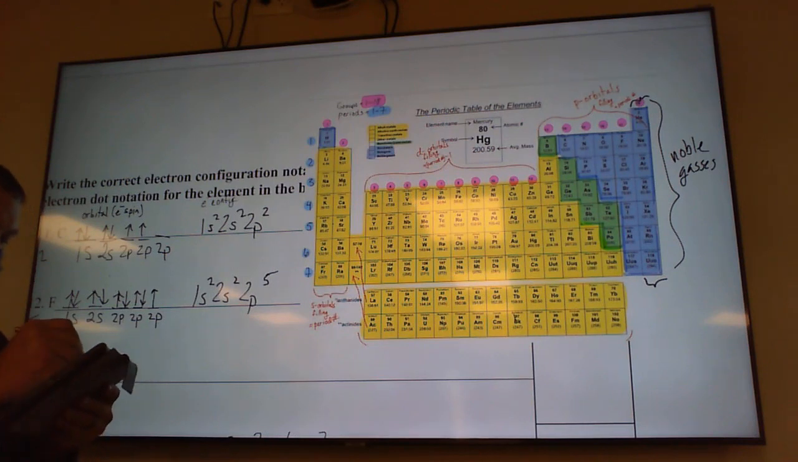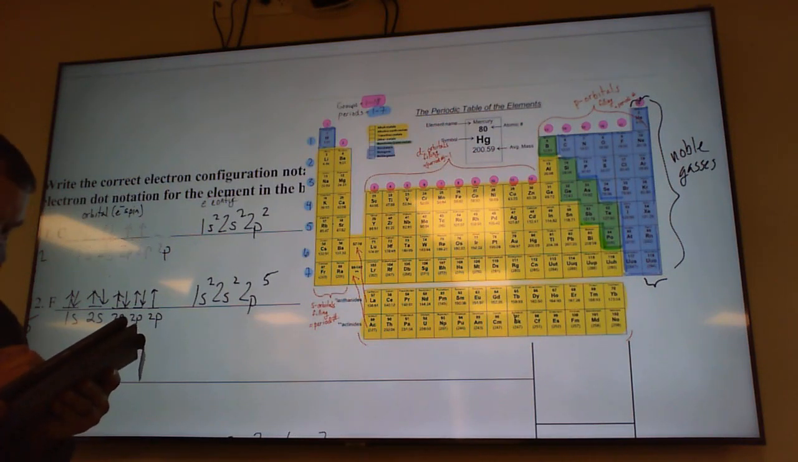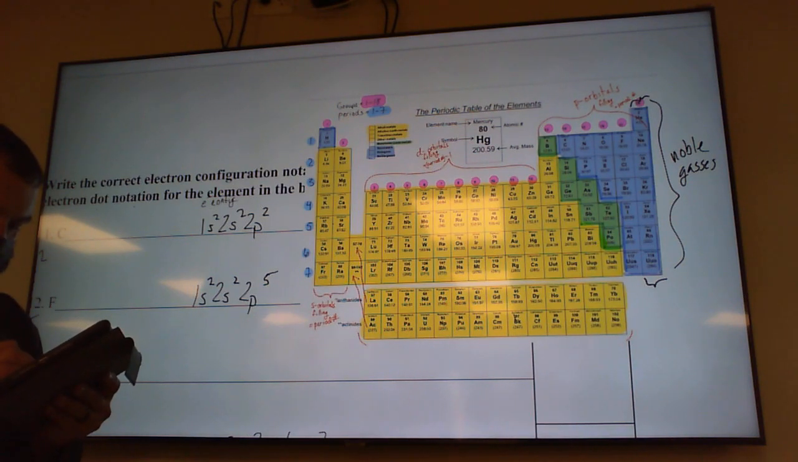So I'm going to go ahead and erase some of this electron spin. Get rid of it. And I'm going to slide this over so we have room.